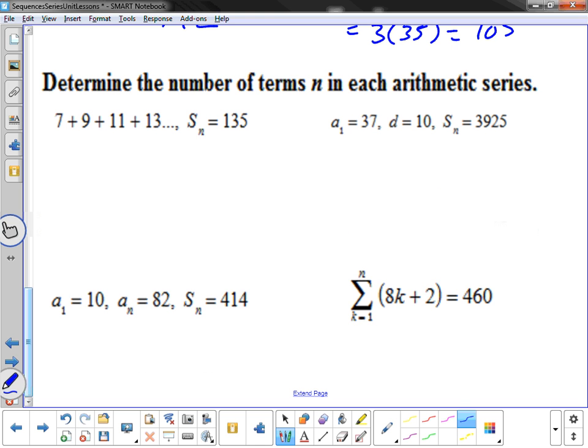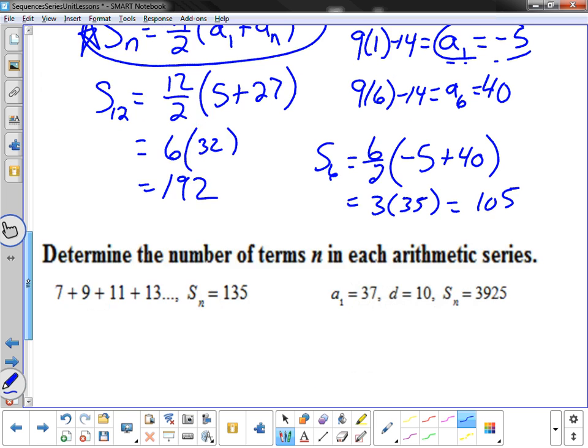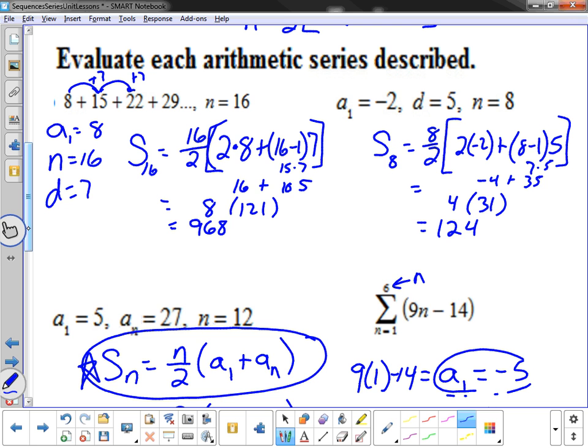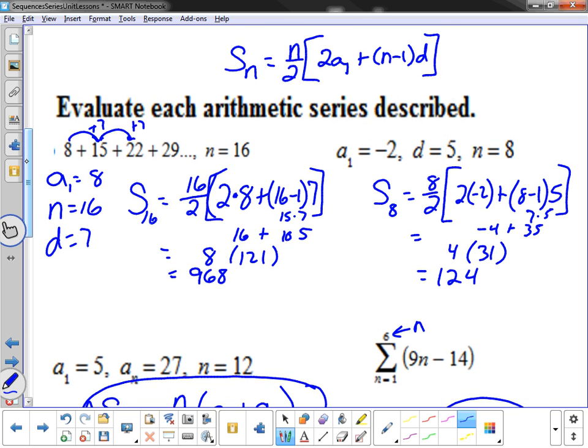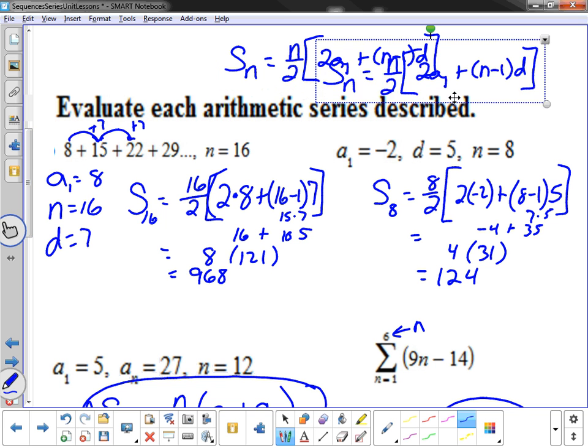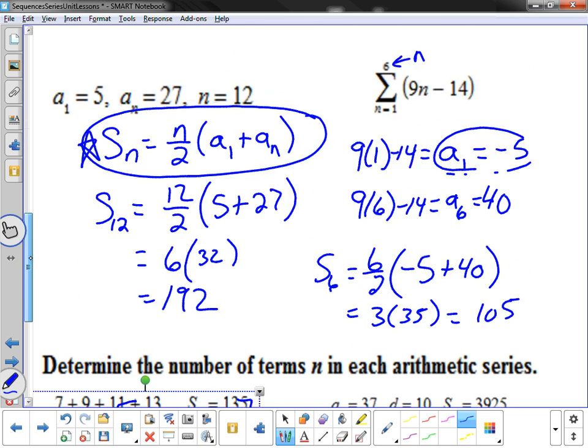So what happens when I get down here? I need to figure out the number of terms, which means I have to work those problems backwards. So let's see how we did each of these problems. This first problem, we had the numbers up to the terms. We used this formula. So let's clone that formula and bring it down here to use it.